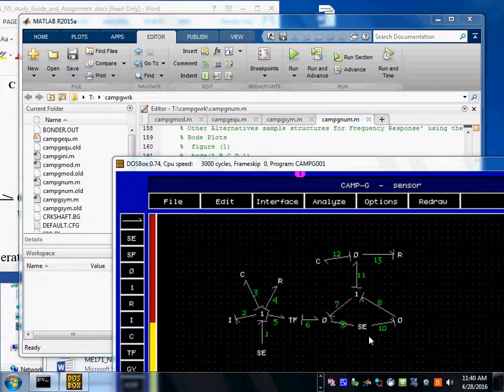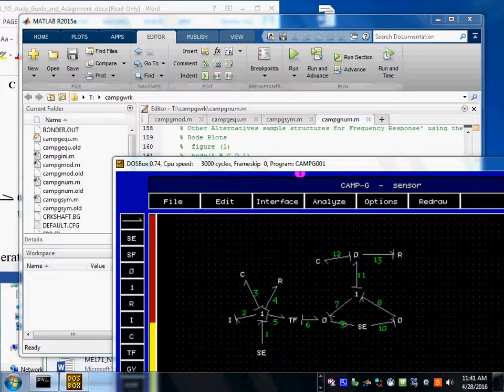Okay, so we have right now the bond graph model on the screen, and we have also the files that were produced from CAMG. The question is now, how do we relate this voltage on this capacitor to this input acceleration? The concept is pretty simple. The output that we are looking at is E sub 12, and the input is E1.